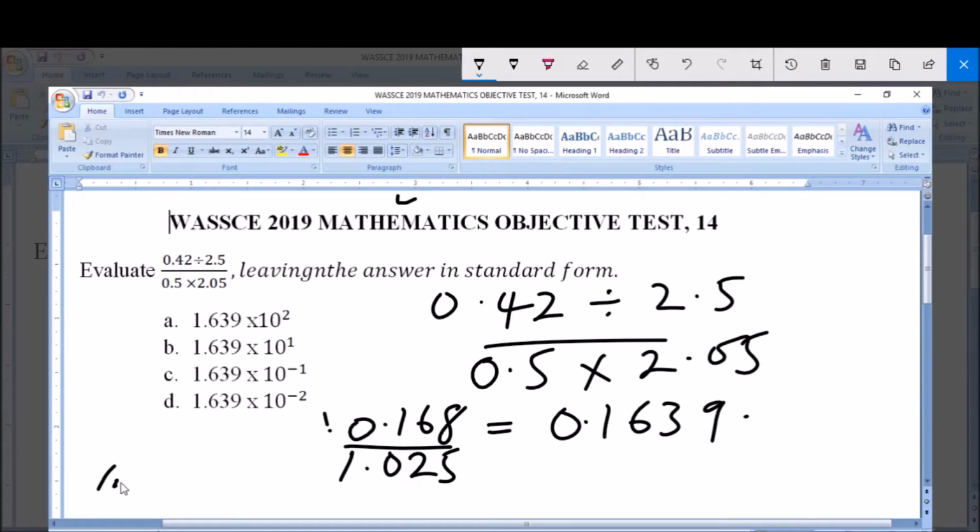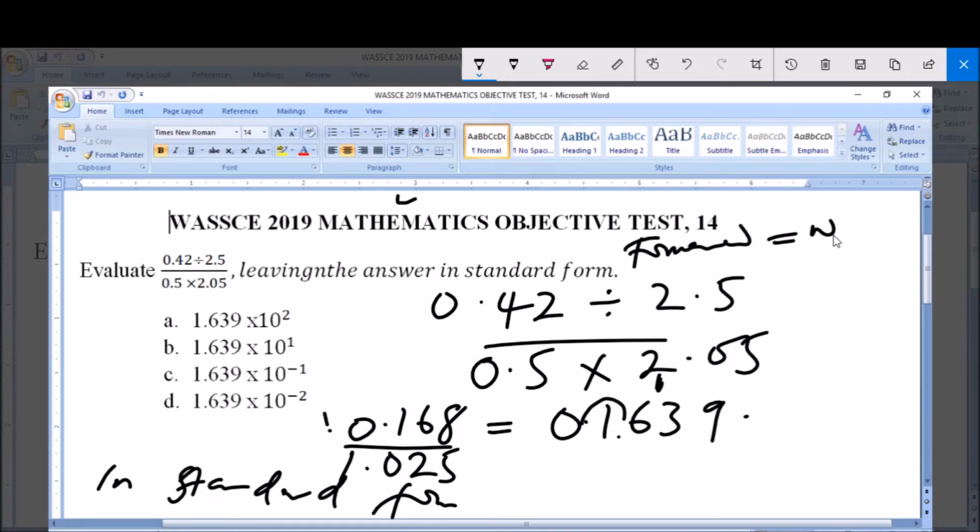So in standard form, this is what we'll have. You move it here once, so this is 1. If you are moving it forward, the power will carry a negative sign. If you are moving it backward, it will carry a positive sign. So forward is a negative sign, and backward is a positive sign.